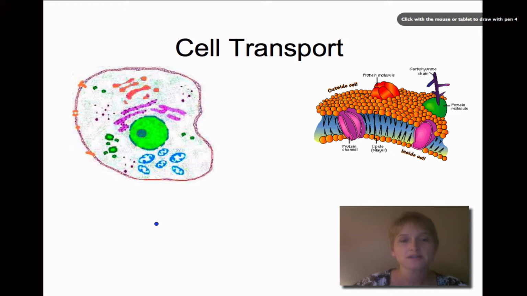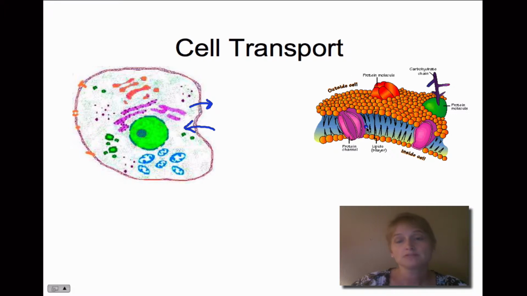So we're going to be talking about how substances get across this cell membrane so that the cell can either get waste products out or bring in things that it needs. And as we saw before, this cell membrane is a little bit complicated, and it is kind of picky about what goes back and forth across it. So there are some different types of cell transport, and we're going to talk about those different types in detail.